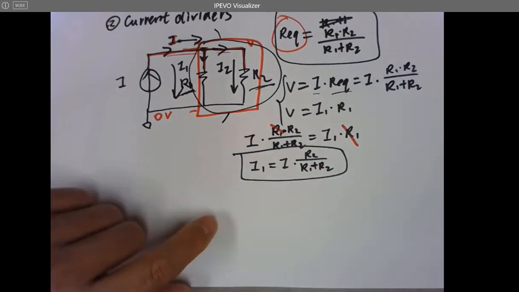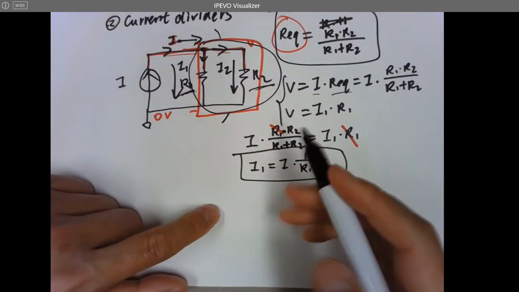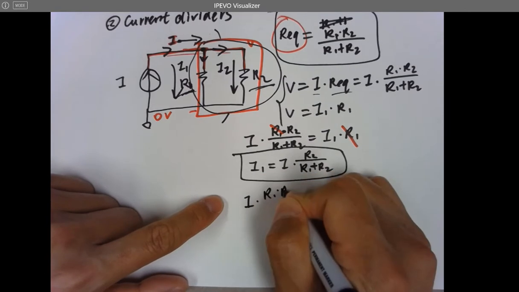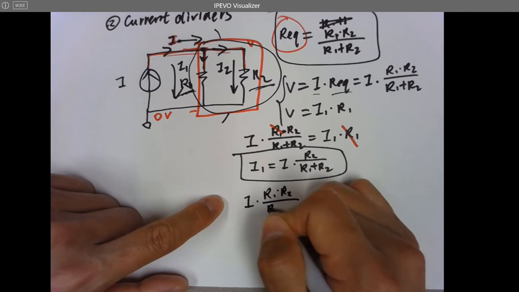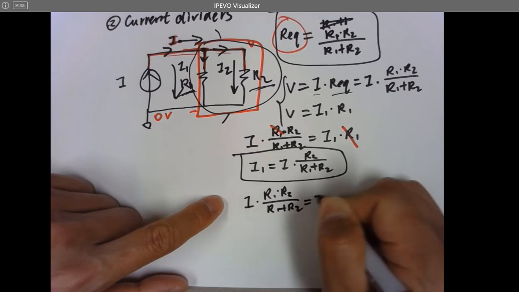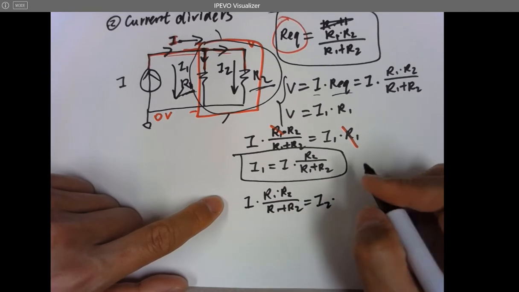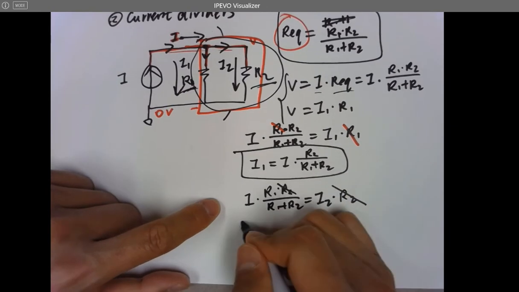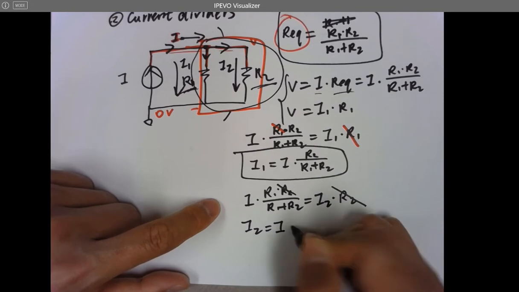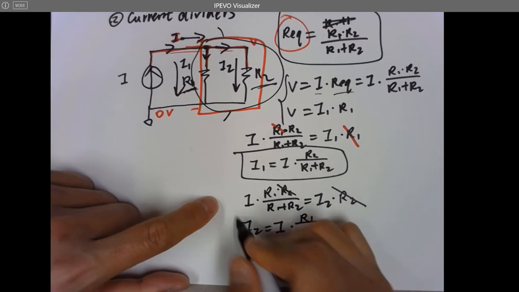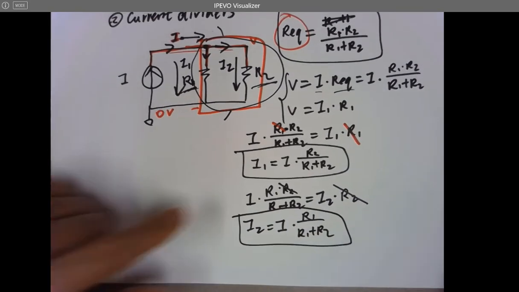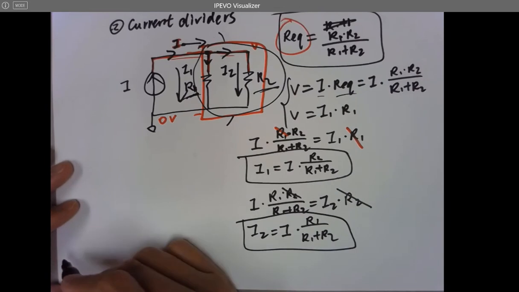Keep in mind. If we do the same for the other side, we get I times R1 times R2 over R1 plus R2 equals I2 times R2. R2 can be cancelled, so I2 equals I times R1 on the top. Keep in mind. So that's a current divider. All right, let's look at some examples.